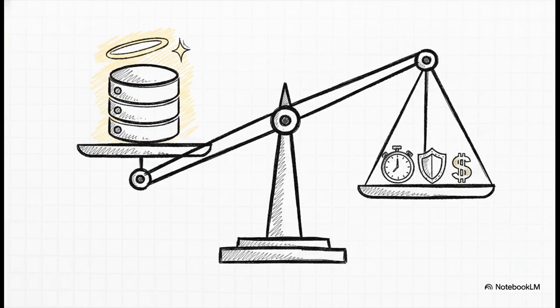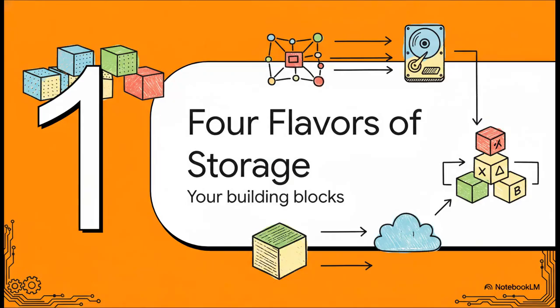Here's the secret. It's not about finding some magical, perfect database. That just doesn't exist. The real key is understanding that every single choice you make is a trade-off. So in this explainer, we're going to build a mental framework, a way of thinking, to help you navigate and totally master those trade-offs.